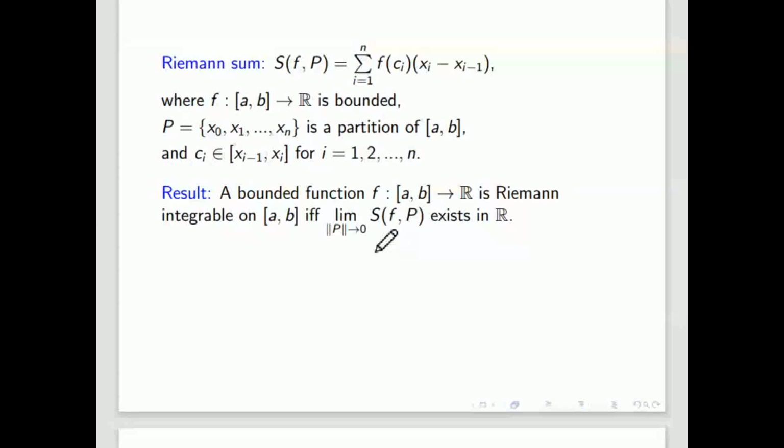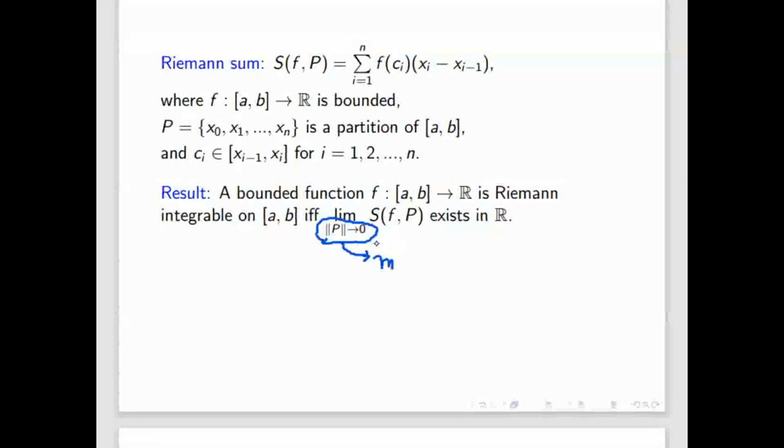Can anyone tell the name of this? These two vertical lines and in between something is written. The mesh of partition. Yeah, P is the partition, but what are these two lines? That is called the norm of P. We will read this as norm. So what is this norm?